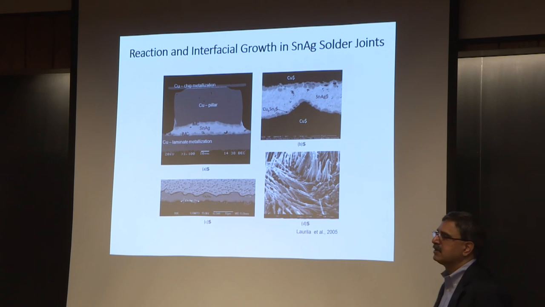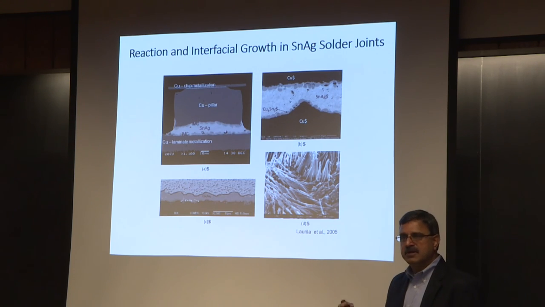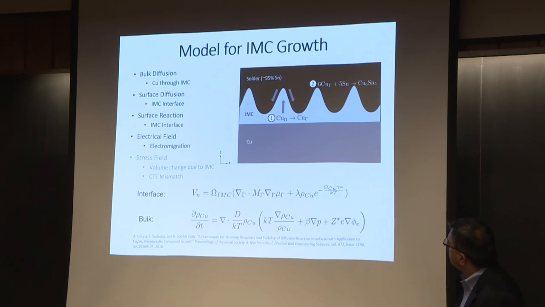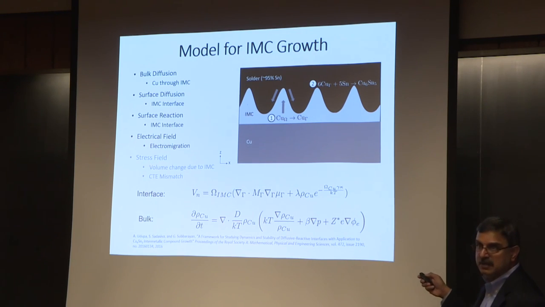Because any intermetallic in electronics is not very good because it's brittle, it fractures, it makes your electronic part more susceptible to failure. So we developed a model for the interfacial velocity, which basically has copper here at the bottom, which comes from the copper pad. The copper diffuses through the intermetallic, comes to the interface, reacts with the tin, which is in the molten state, forming Cu6Sn5.